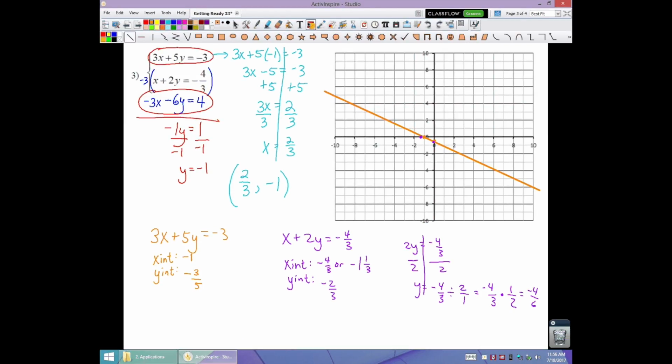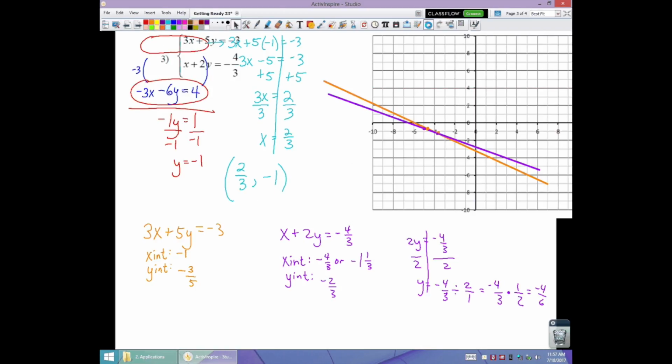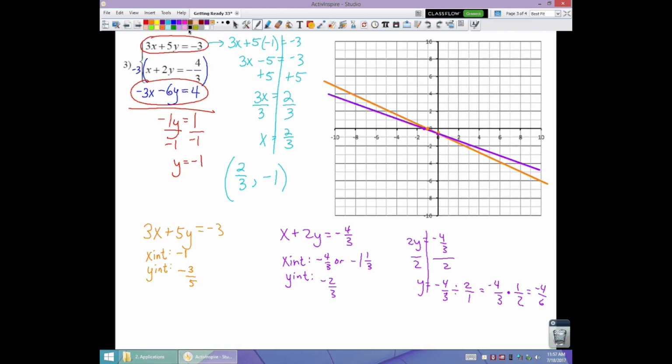Once again, very, very close together, very hard to graph accurately. But this time, I feel like I did a little better job of getting it in the right place. Because those two lines do look like they might be crossing at 2/3, negative 1. We're pretty close anyway.